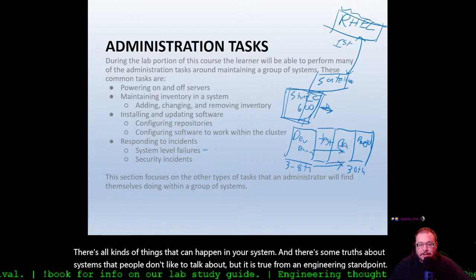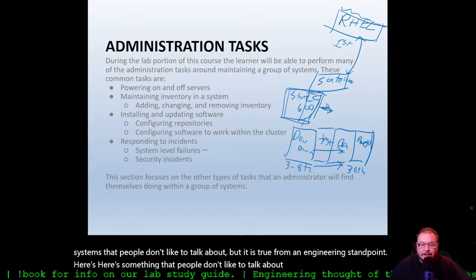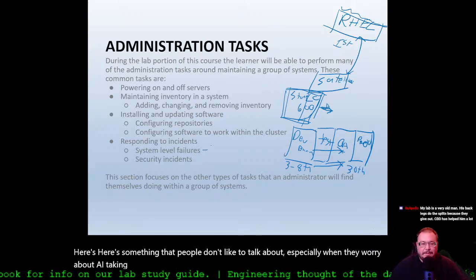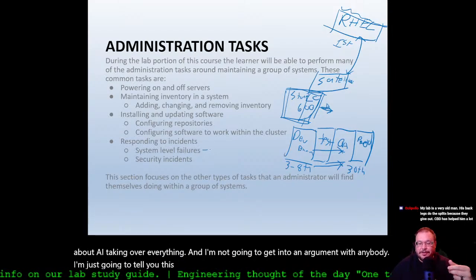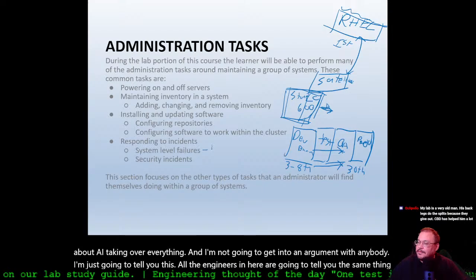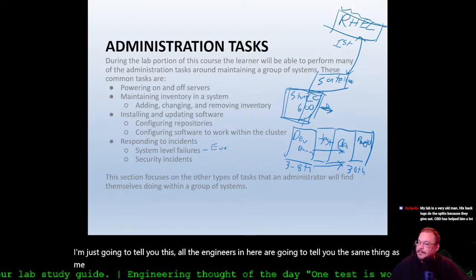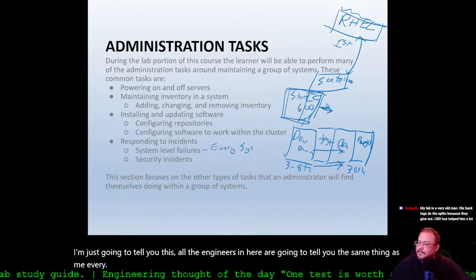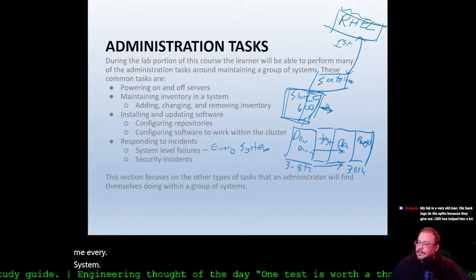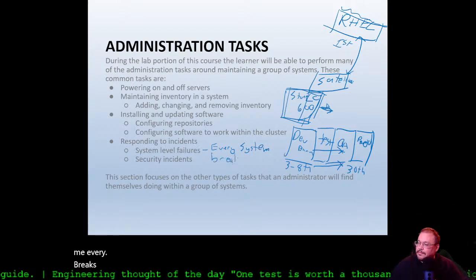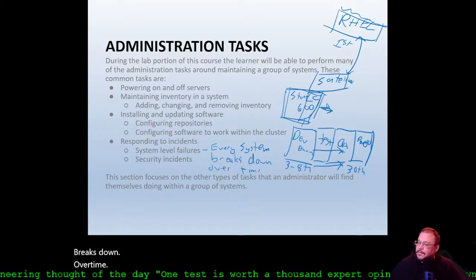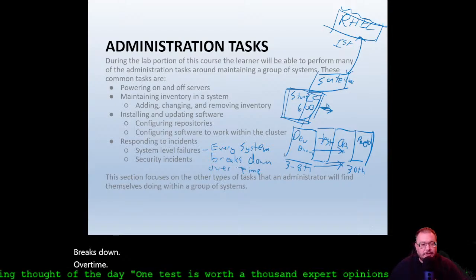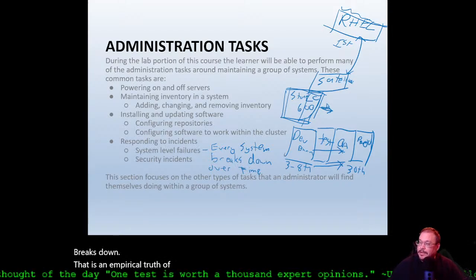Here's something that people don't like to talk about, especially when they worry about AI taking over everything. And I'm not going to get into an argument with anybody. I'm just going to tell you this. All the engineers in here are going to tell you the same thing as me. Every system breaks down over time. That is an empirical truth of engineering. All systems break down over time.